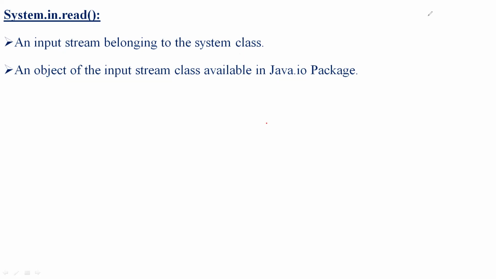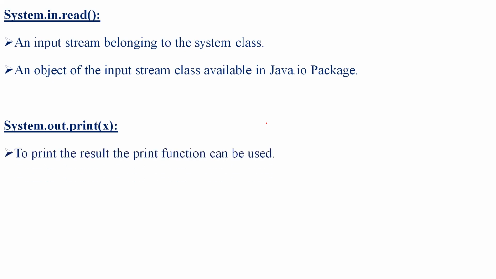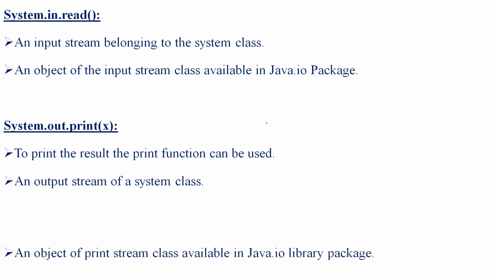The next commonly used one is system.out.print. In order to print a particular statement in a Java program, we use this system.out.print statement. As we have studied in the programs discussed in past classes, this statement is used to print the result of a program. It will print to an output stream of the System class.